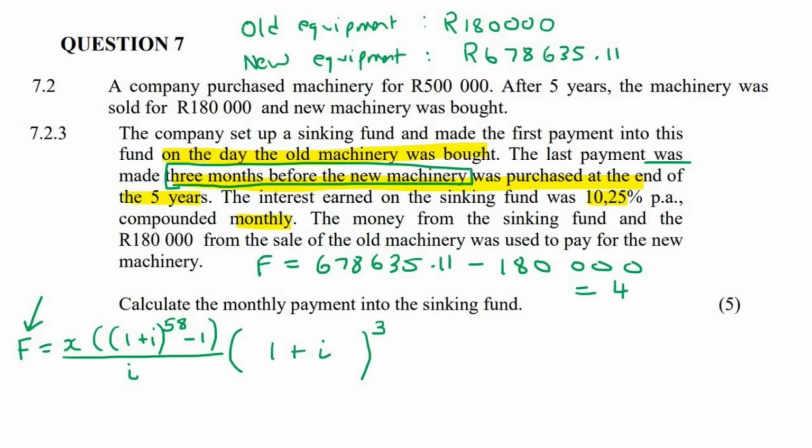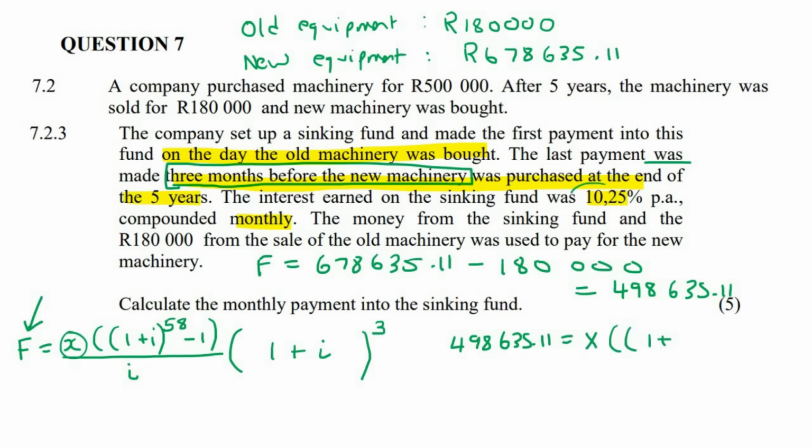That is the future value that they need, 498,635.11. So we put that in the place of F. So we're going to say 498,635.11 equals. The monthly payment we don't know. That's x. That's what we're trying to calculate.